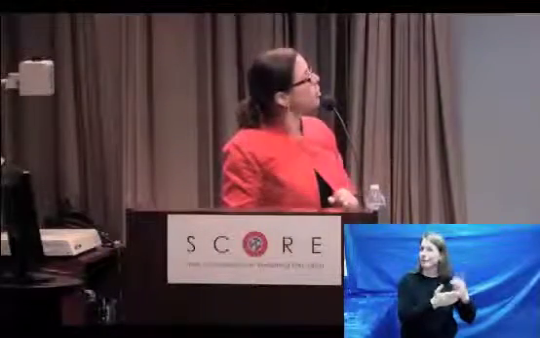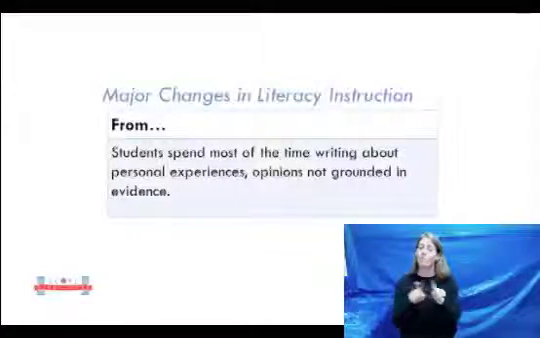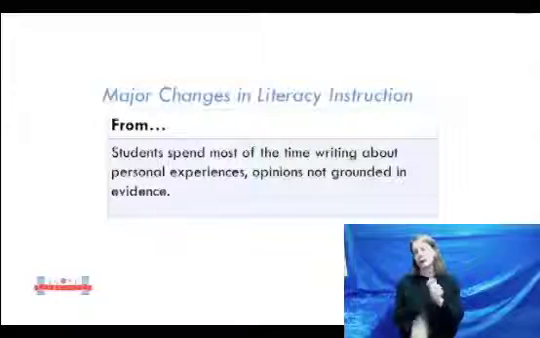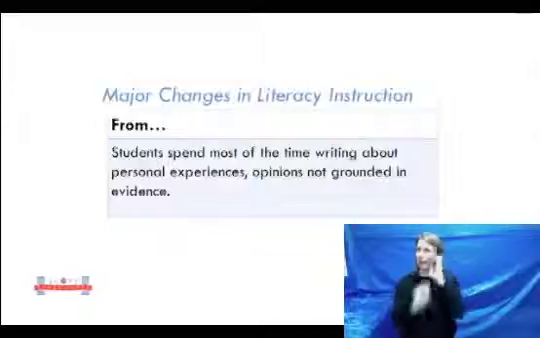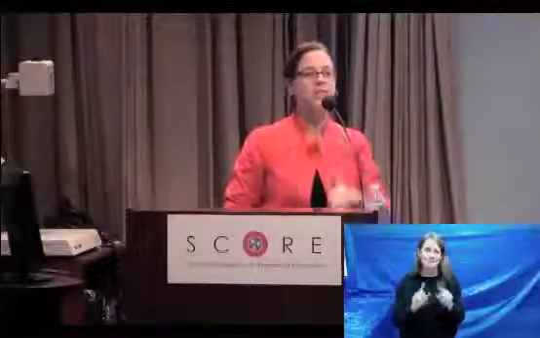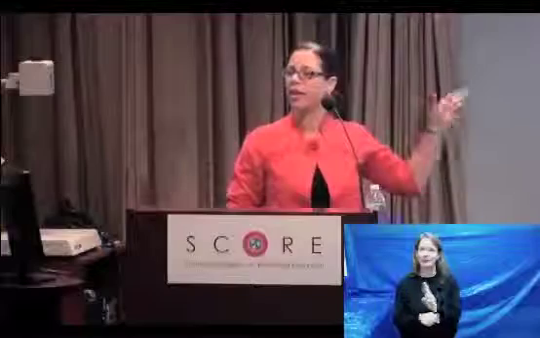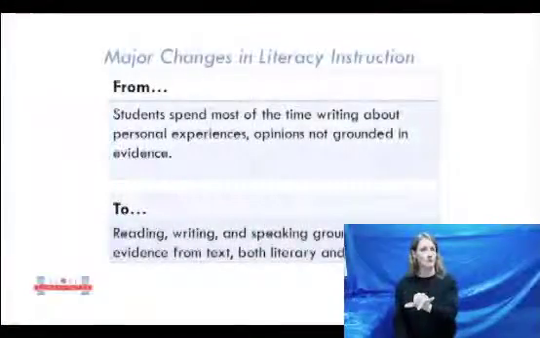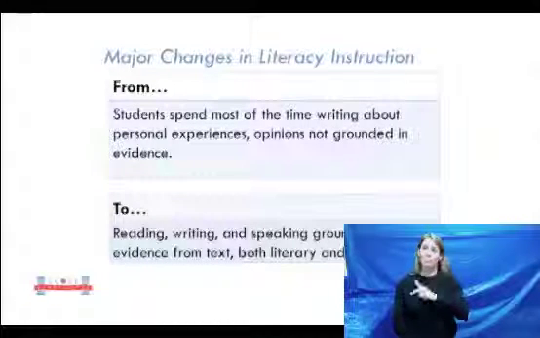The second shift that we're moving away from is a lot of time spent in our classrooms writing about personal experiences, reflecting on our outside world and bringing that into the classroom, not grounded in evidence. It's an interesting conversation. It gets all the kids participating and talking. But keep in mind that these standards were grounded in evidence, and writing about your childhood isn't really a college and career-ready skill. Instead, what the standards call for is that when students are reading, writing, and speaking, they are always pulling evidence from the text.